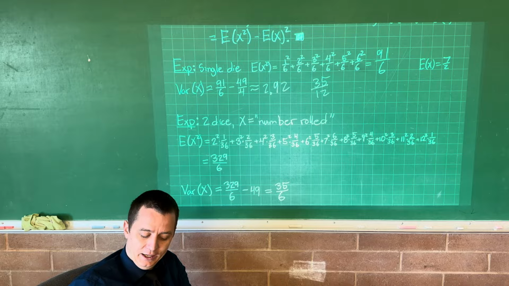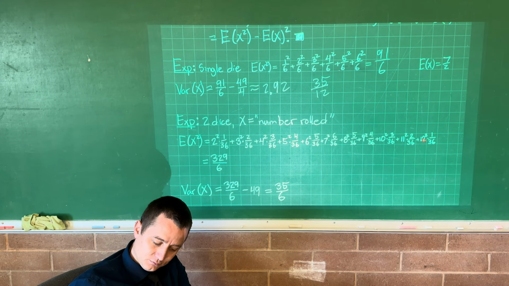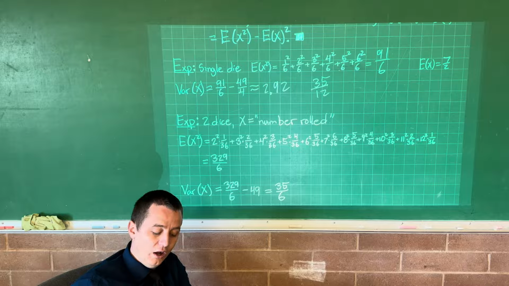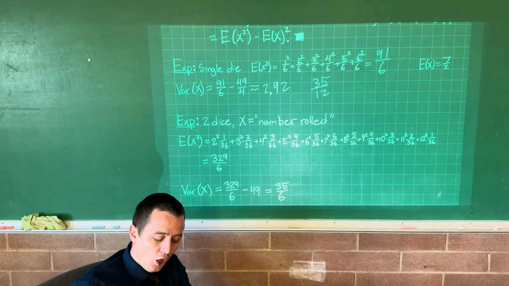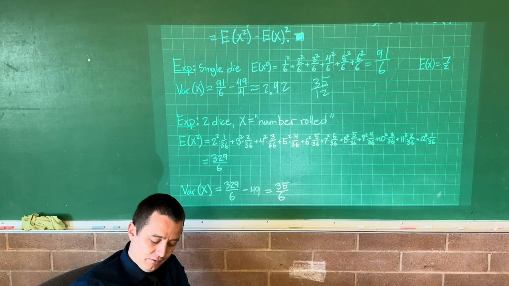Now you can just add up 12 squared, or 144, plus 11 squared times 2, plus 10 squared times 3. Add it all up, divide by 36, and it will come out to 329 over 6. I'm just calculating the expected value of x squared. Now when you calculate the variance, I already know the expected value on rolling 2 dice is 7, so the expected value squared is 49.